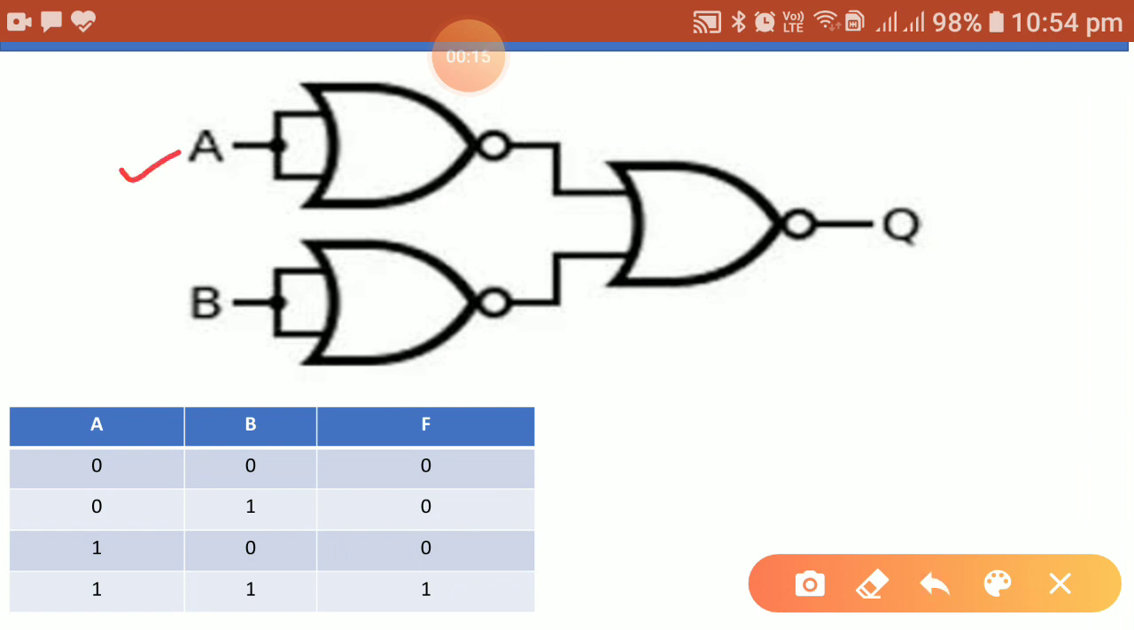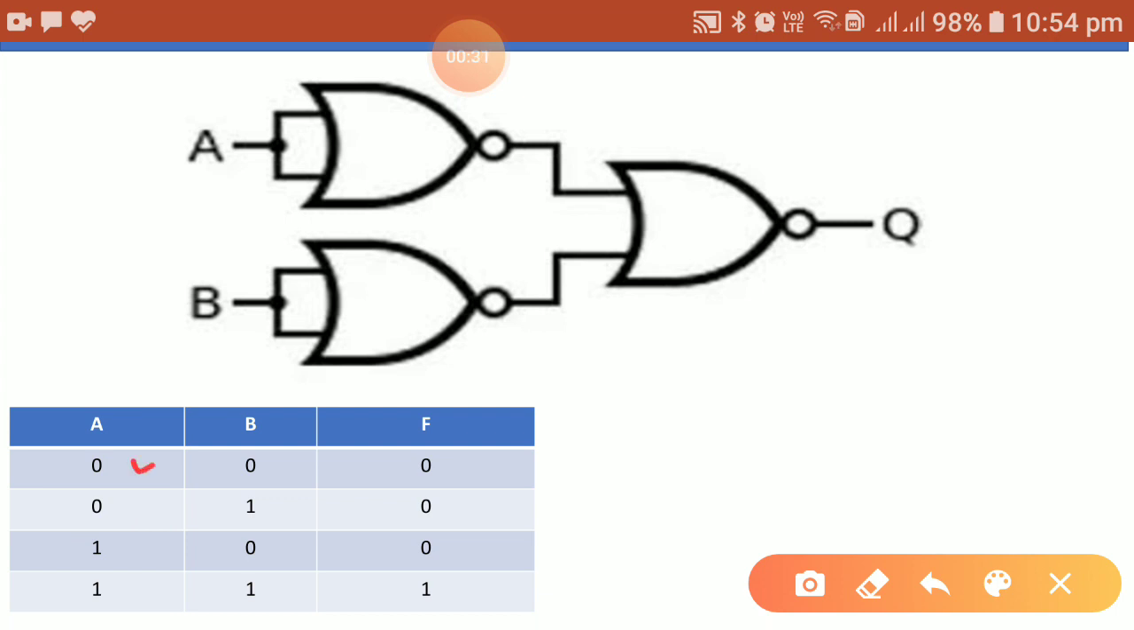Two inputs means you have to create a truth table with the 4 input combinations like this: 0 0, 0 1, 1 0, 1 1, and after that we have to pass these values in the circuit.